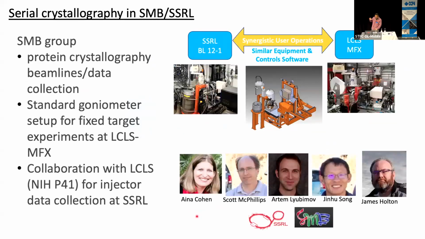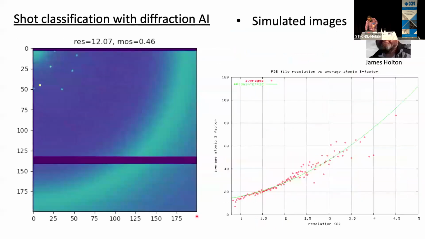I won't go into the details of this slide, but I work at SSRL mainly, and we have a sister beamline at LCLS. We've done some testing on serial crystallography at our beamline and AI classification of images. One of the good things about this is that when you have some kind of AI application, those can run on GPUs. This is the kind of thing that you can take advantage of at the supercomputer, where you have thousands and thousands of GPUs at your advantage.